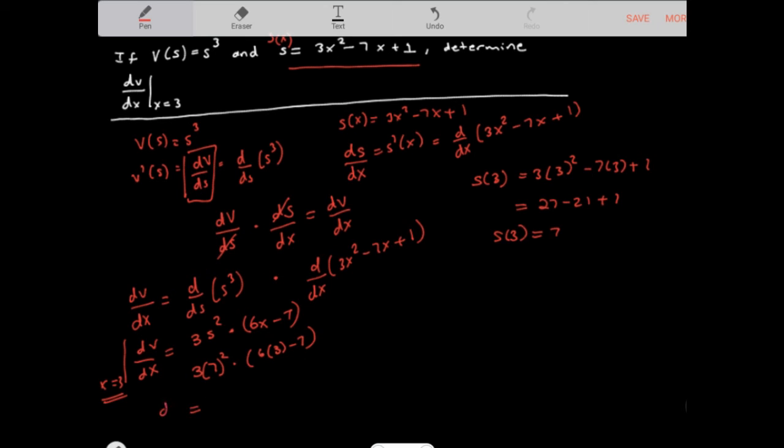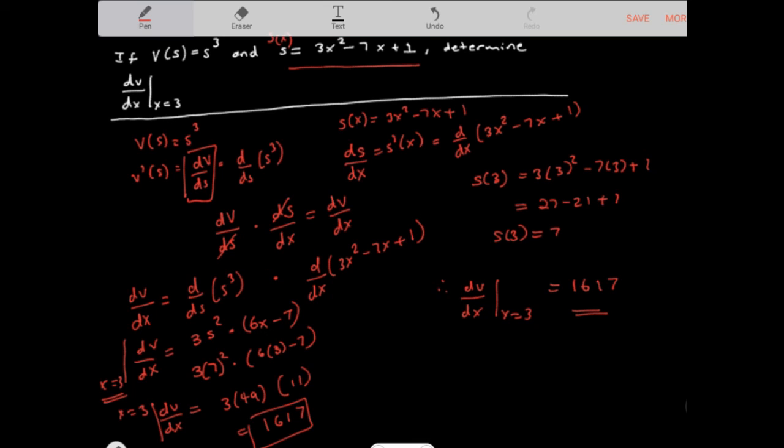So this is going to basically be dv over dx when x is equal to 3, which is equal to 49 times 3 times 18 minus 7, which is 11. And if I punch all this out, you should get 1617. Okay, so therefore dv over dx when x is equal to 3 is equal to 1617. Okay, and that's the rate of change when x is equal to 3.